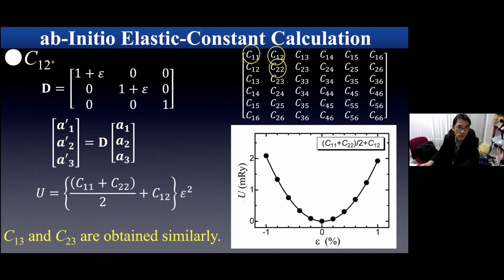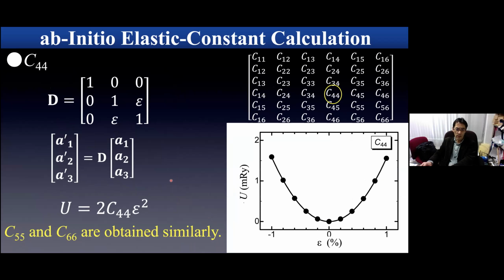In case of C12, the deformation matrix takes this form, and the strain energy is given by this equation. Because we know C11 and C22 previously, C12 can be obtained by changing the strain value, measuring the total energy, and fitting this function to the measurement. So using such a calculation, we can determine all of the independent elastic constants theoretically.